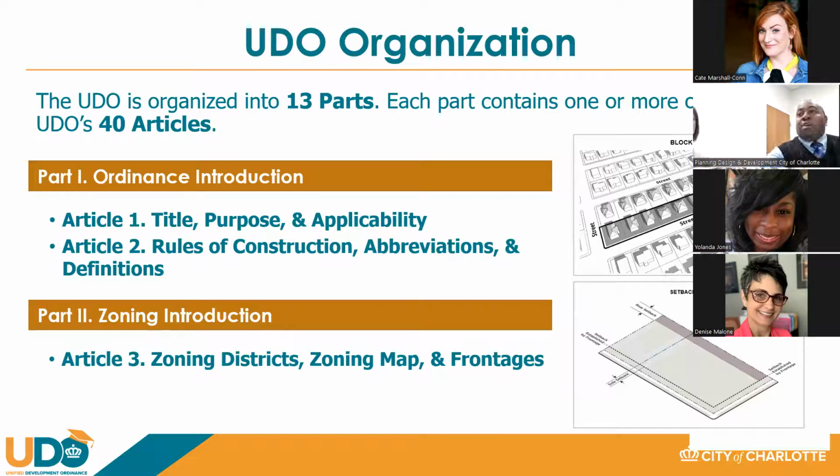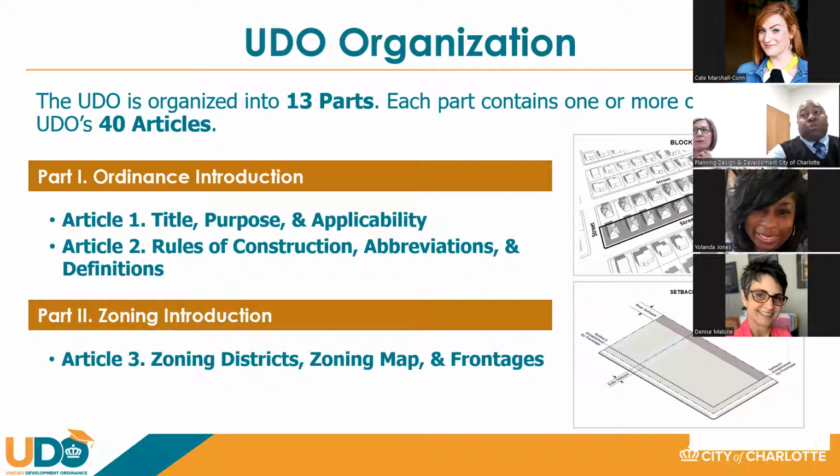So as you can see on this slide, the UDO is organized into 13 parts. Each part contains one or more of the UDO's 40 articles. And as part of this class, we're going to teach you: part 1 is the ordinance and its introduction, which contains the title, purpose, and applicability. In common terms, the applicability is what areas it applies to, which for us is the city of Charlotte and the ETJ, and everything that we are responsible for providing zoning review and land development reviews for.